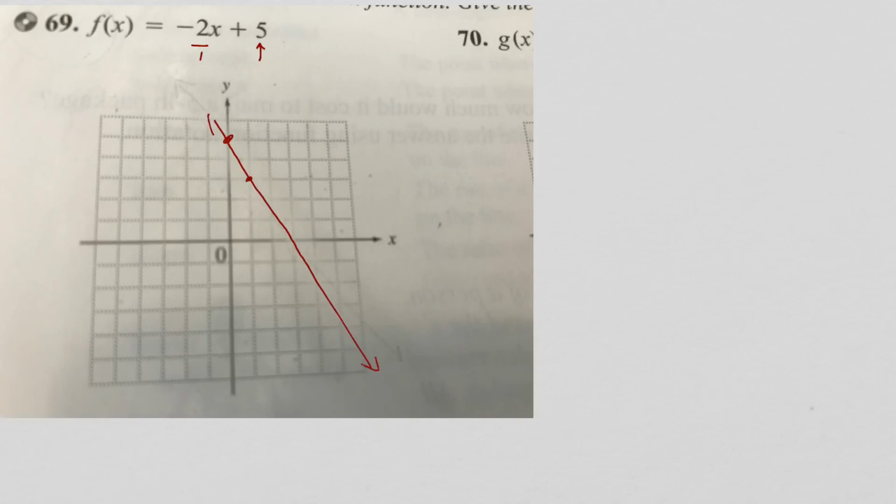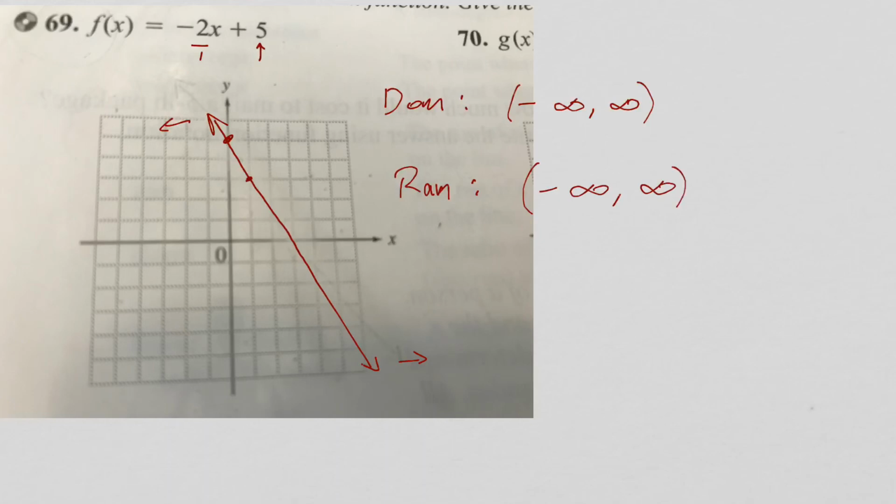Okay, so now it wants us to give the domain and the range. So the domain of this problem is negative infinity to infinity, because it's going out this way forever and this way forever. And the range of this function is negative infinity to infinity, because it's going up forever and also down forever.